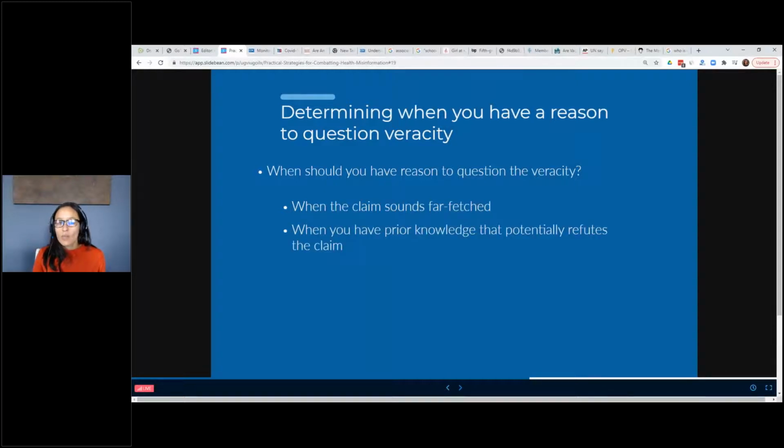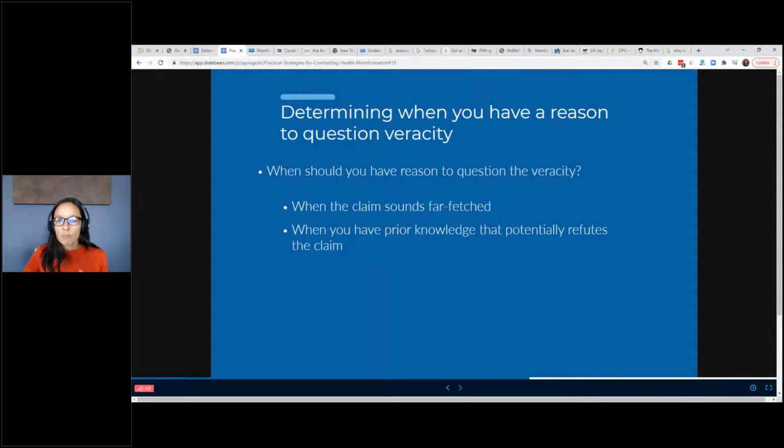Reason 2: when you have prior knowledge that potentially refutes the claim. This is actually more helpful the more prior knowledge you have. It's harder when folks are inexperienced readers, have not been exposed to a lot of news sources, or are very young.